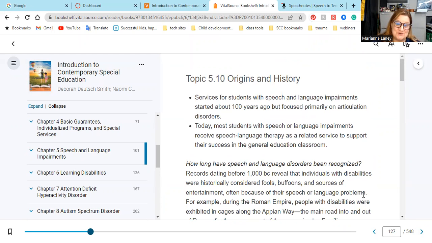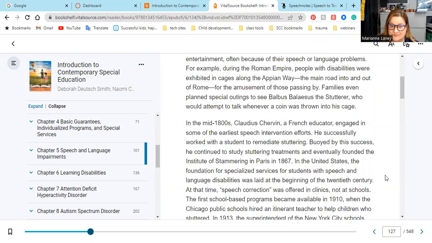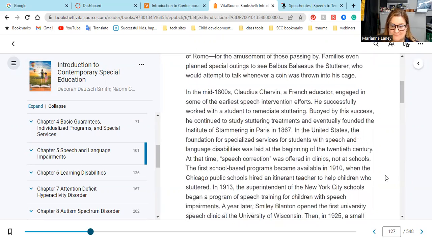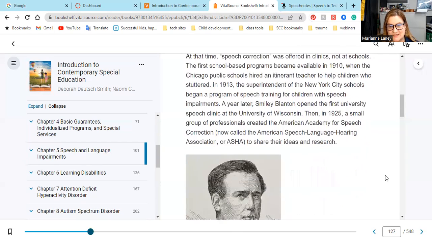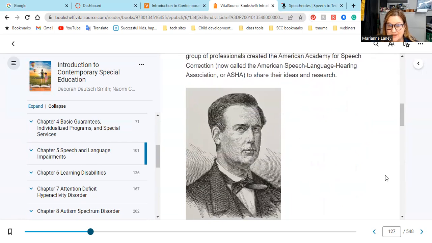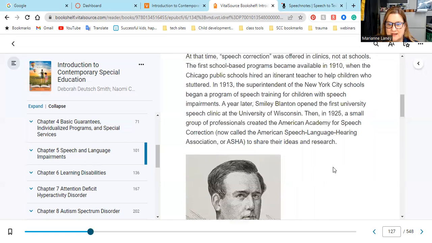Speech and language disorders have been around for hundreds of years, right? We used to make fun of people. We used to say that they were dumb. There's a lot of mistreatment. So it's really interesting how things have evolved, and now language differences are pretty common. Again, this gentleman here, Smiley Blanton, opened the first university speech clinic at the University of Wisconsin in 1925, about 100 years ago.